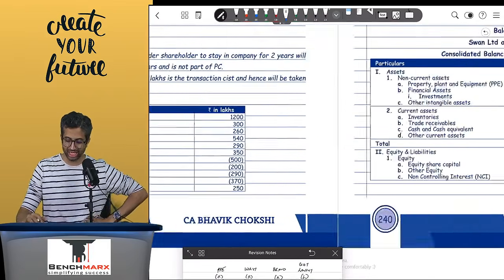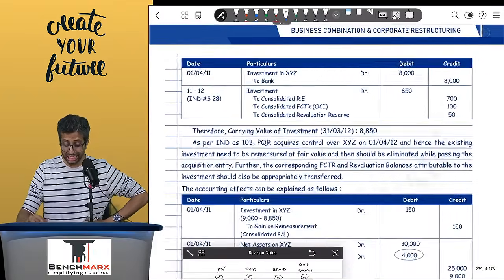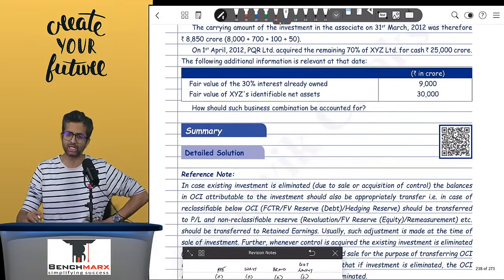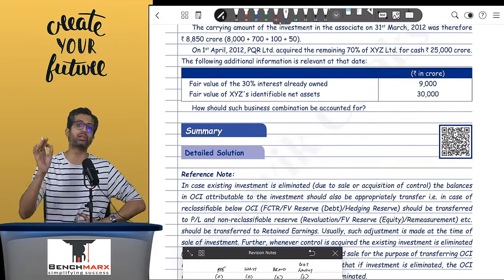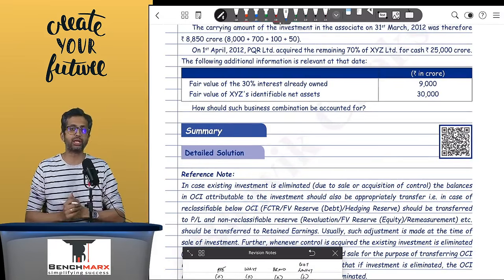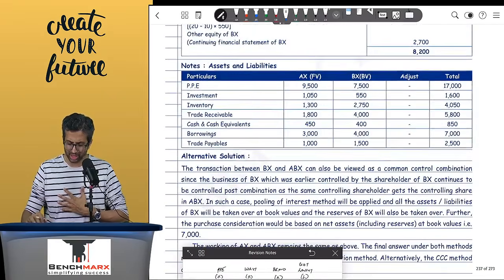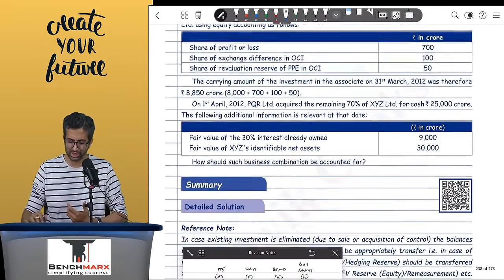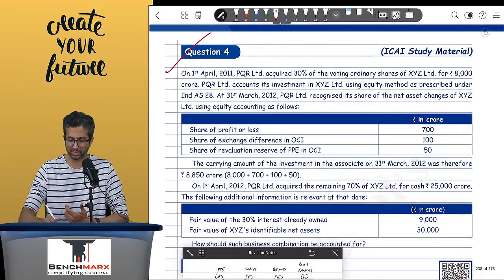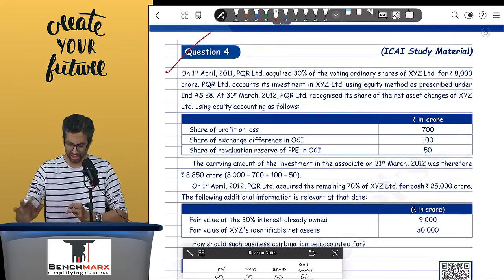Okay, so that takes care of a fairly interesting and detailed question, something that I would strongly recommend you to practice on your own on pen and paper as well, because it has so many interesting adjustments and it has also come in the exam. Okay, the other question is, I think, question number 4, which is similar to a question which was asked in the exam and has also come in the recent May 24 RTP. It's a fairly easy question.